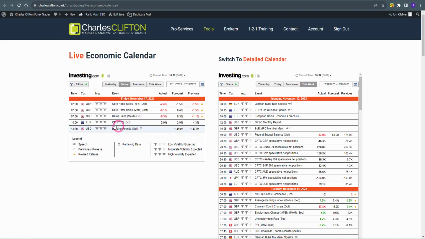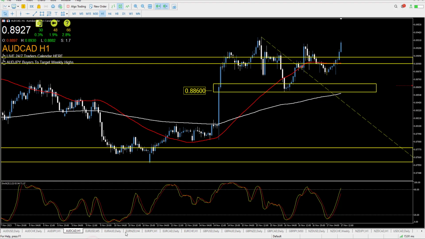Have a little look at the slate today. We've had most of the data drops already. We had some CPI out of Europe, and we've also had some retail sales data out of the UK. Building permits are up for the US at 1:30 p.m. So let's go straight into those charts then.